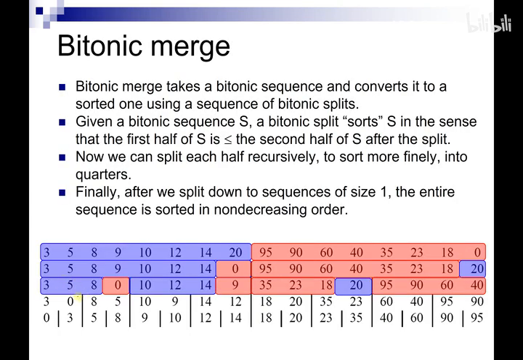If you keep doing that, you're always putting the smaller values on the left and the bigger values on the right. So at the end, we end up with this thing over here, and this is indeed a sorted sequence. So that's the bitonic merge operation. It starts with this original bitonic sequence, you keep doing these bitonic splits on it over and over, and eventually you end up with a sorted sequence.